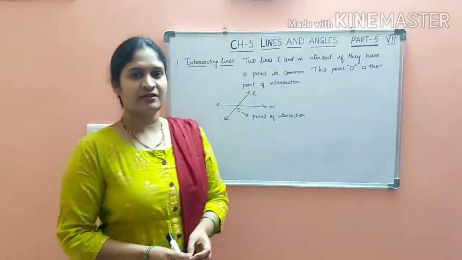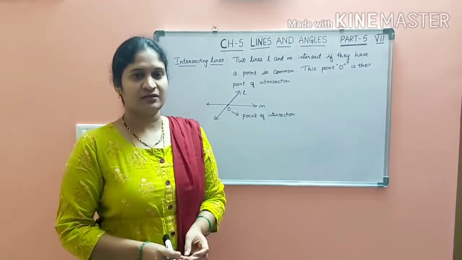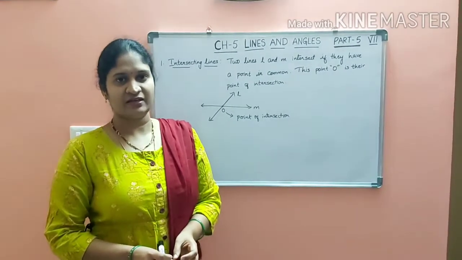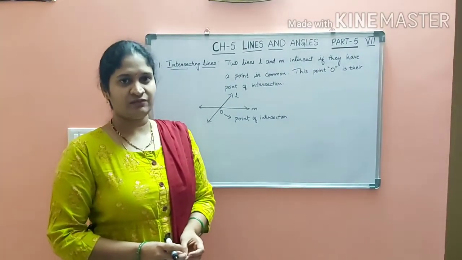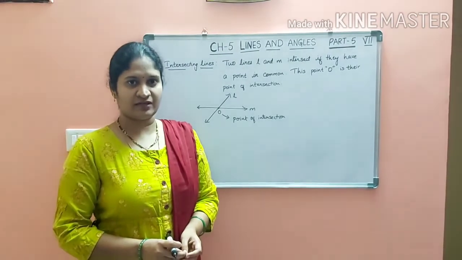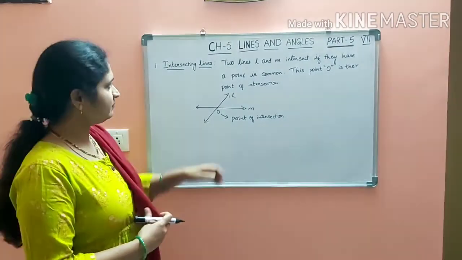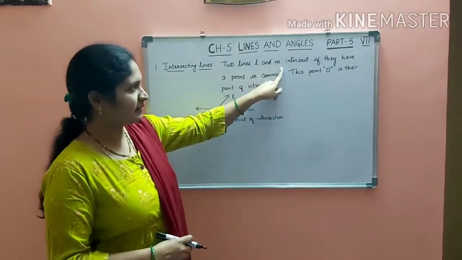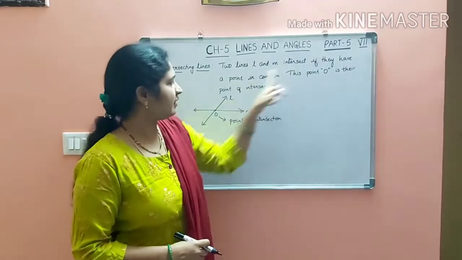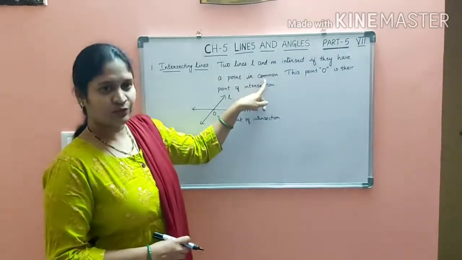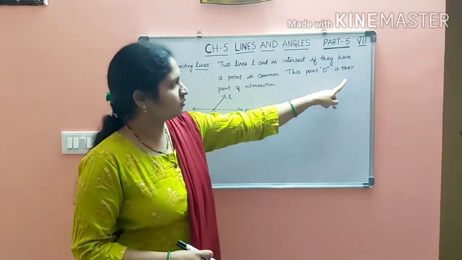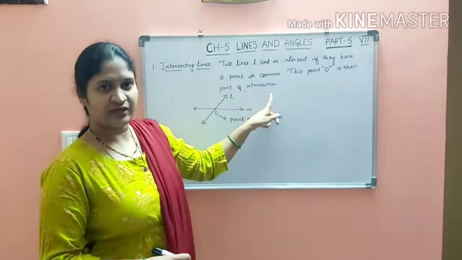If two lines intersect at a point, we will call the two lines intersecting lines and the point the point of intersection. Let us see the definition, children. Two lines L and M intersect if they have a common point. This point O is the point of intersection.